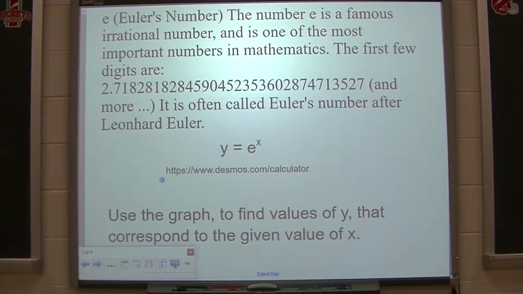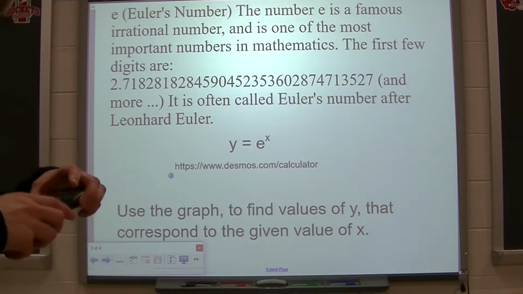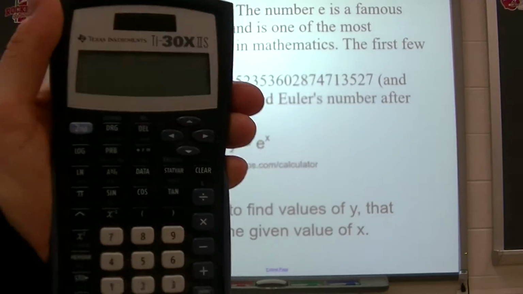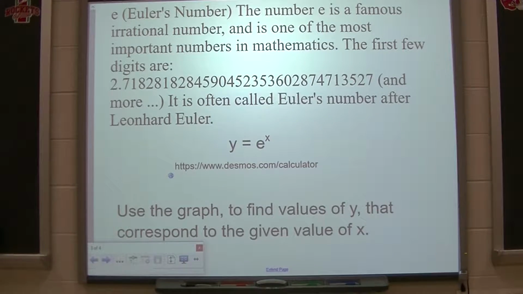The next thing we're going to learn about is e. And yes, e is a number, kind of like pi. Pi is a number. I'm trying to think if these calculators here have an e button. I know the graphing calculators do, but it doesn't look like these do. I'm trying to think of what just e equals.